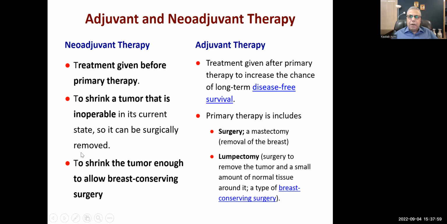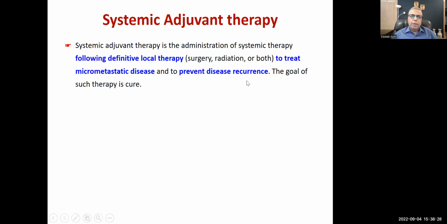So treatment given after primary therapy to increase the chances of long-term disease-free survival. What is primary therapy? Surgery like simple mastectomy, radical mastectomy, it is more extensive. You remove more tissue. Maybe you have to remove the underlying muscle as well. You remove a lot of lymph nodes. Or lumpectomy, that is breast conserving surgery. So after this, we give adjuvant therapy. All right, so after about 5 or 10 minutes, we'll take a break.